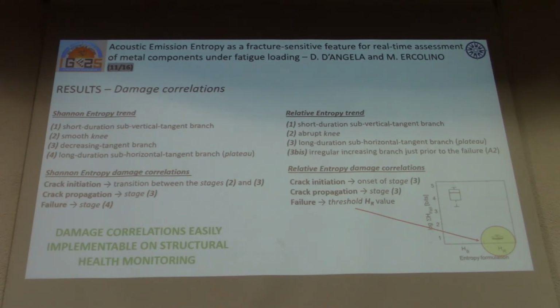For the relative entropy, actually the crack initiation is related to the onset of the stage 3, the crack propagation to the whole stage 3, and the failure, differently from the other cases, is related to a threshold value of the entropy. We can see how these damage correlations work more effectively than the historical plots and the correlation analysis we showed. This can be easily implemented on structural health monitoring.